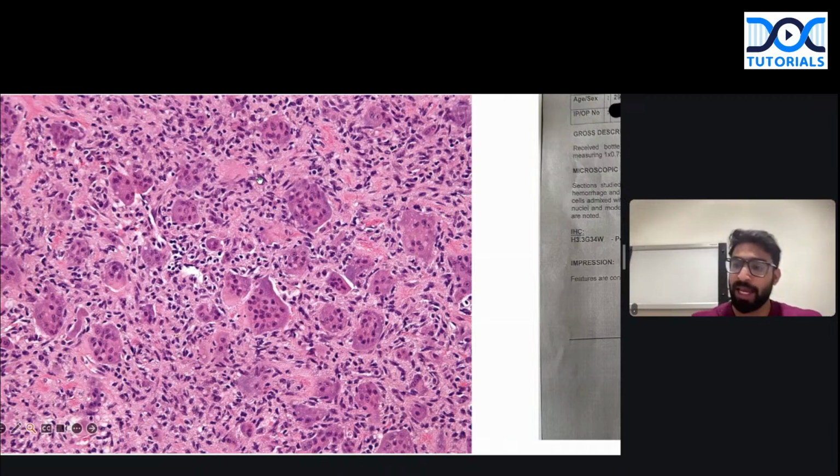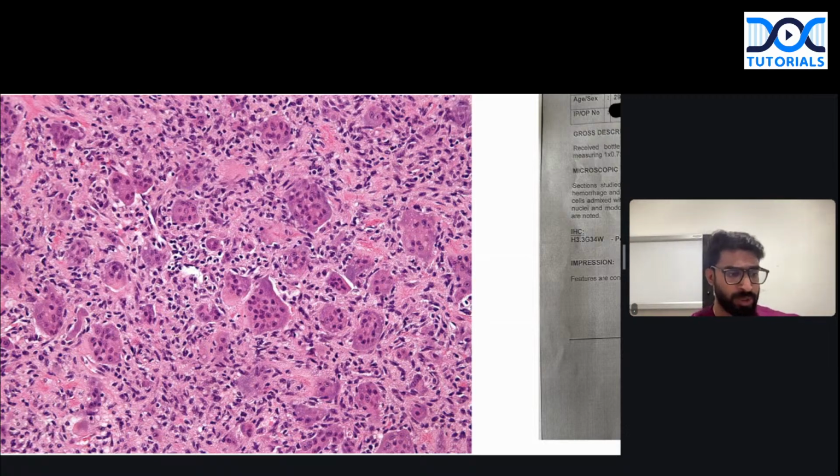So basically, a giant cell tumor has three types of cells. So the first type of cells is usually the interstitial fibroblasts. These are the spindle-shaped cells. These are actually responsible for the pinkish color, which secrete the collagen. Then you have mononuclear giant cells that is very much evident here as you can see in this.